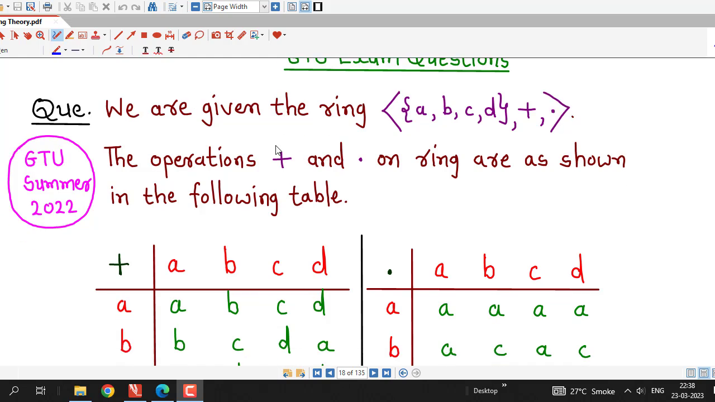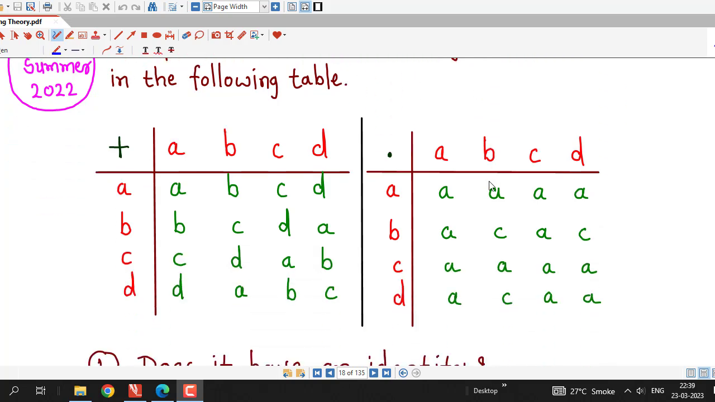In this lecture, we are going to discuss this question on ring which was asked in GTU Summer 2022 exam. First, we understand what is this question. We are given the ring which is a set having 4 elements A, B, C, D under the operations plus and this product of ring denoted by this notation. These operations, addition and multiplication on ring, are as shown in the following table.